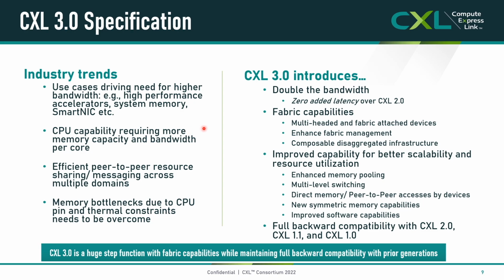So with CXL 3.0, we double the bandwidth over previous CXL generations, and we do so without adding any latency. We introduced for the very first time fabric capabilities in CXL 3.0. So things like multi-headed devices, fabric attached devices, the management of such devices, and how we use such devices to compose disaggregated infrastructure. We improved the capability and addressed a number of limitations of previous generations. We enhanced memory pooling. We introduced things like multi-level switching, new symmetric memory coherency capabilities, as well as more formalized, improved software capabilities.